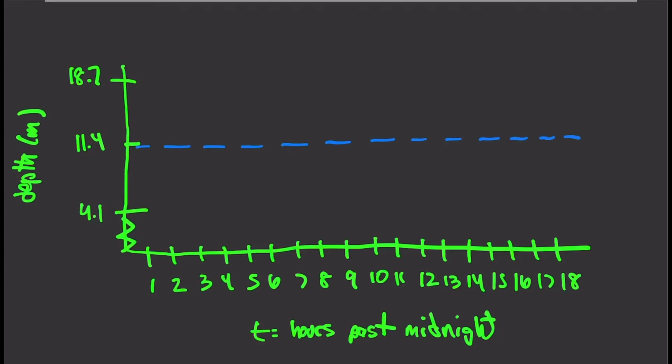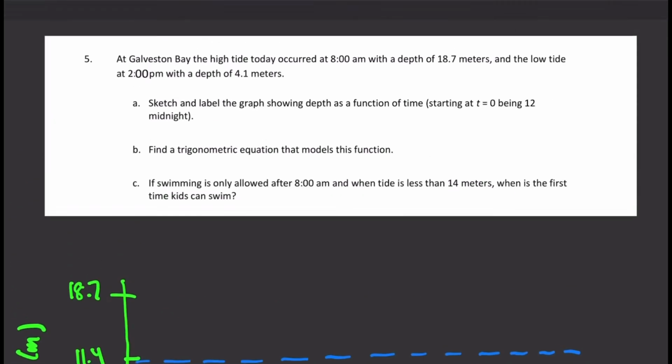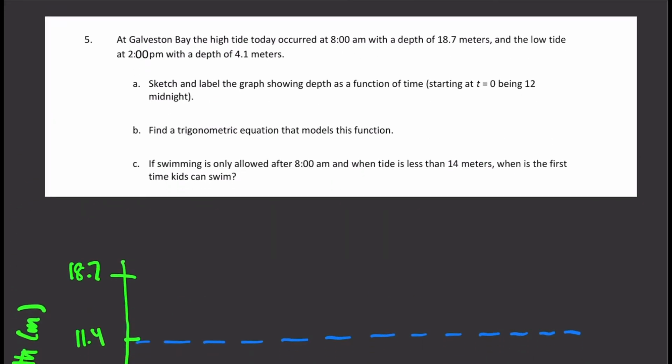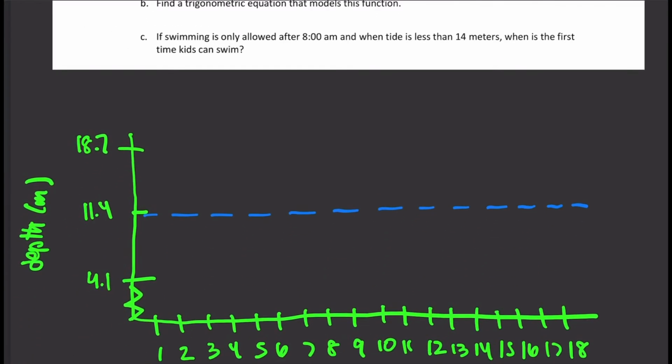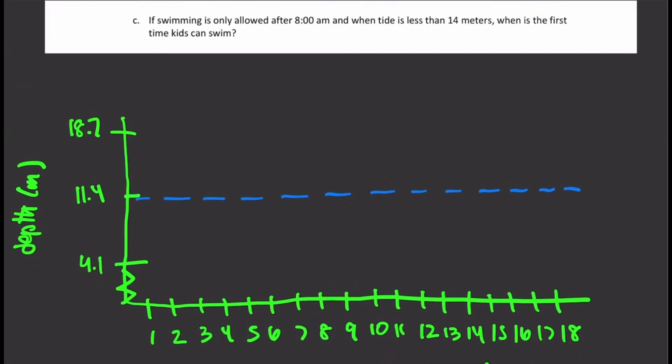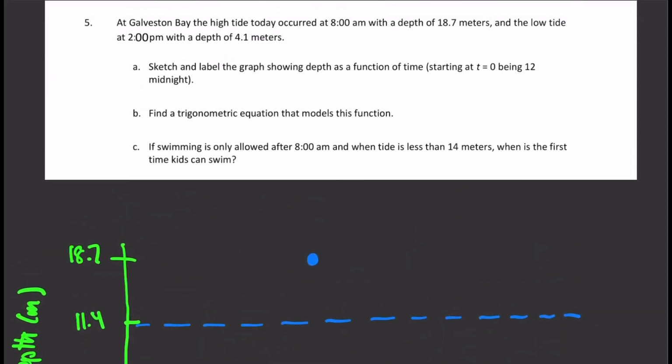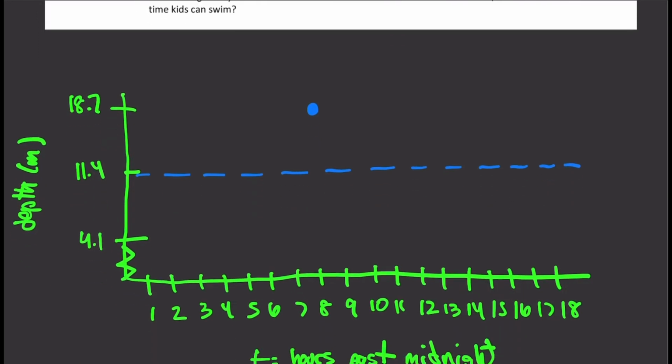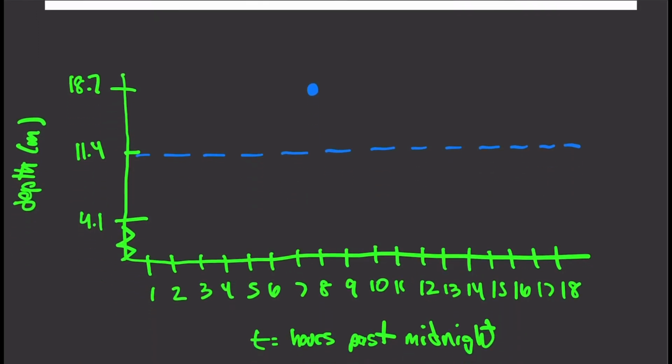Okay, so going back to the question, it says 8 a.m. high tide 18.7. So I'm going to find 8 a.m., which is 8 o'clock, and that's going to be high tide right here. Then it says the next low tide was at 2 o'clock, and that was 4.1. So 2 o'clock p.m., I should have mentioned. So it's going to go past 12 noon and then 2 more hours. So right here.